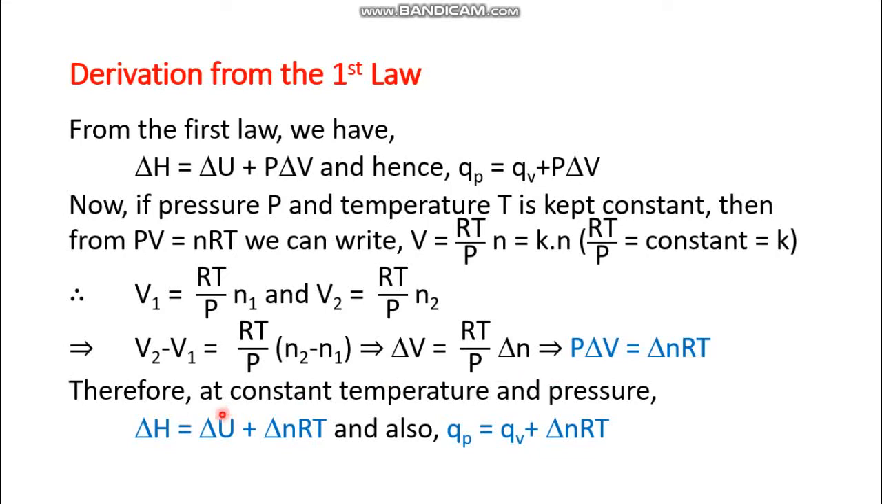So here at constant temperature and pressure, we can write the equation delta H equals delta U plus P delta V as delta H equals delta U plus delta nRT, and the equation QP equals QV plus P delta V can also be written as QP equals QV plus delta nRT. So a simple derivation. These equations will also be applied.